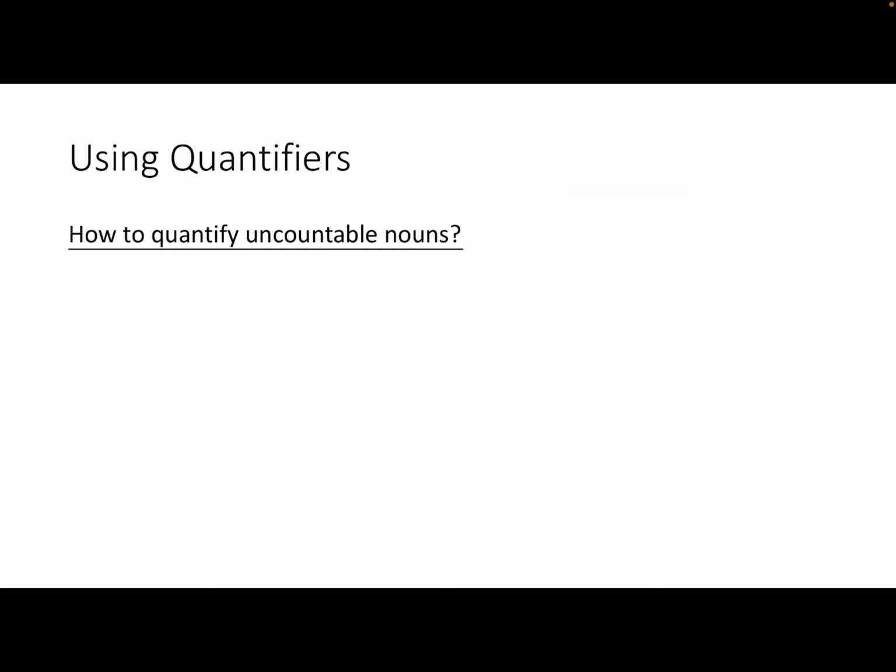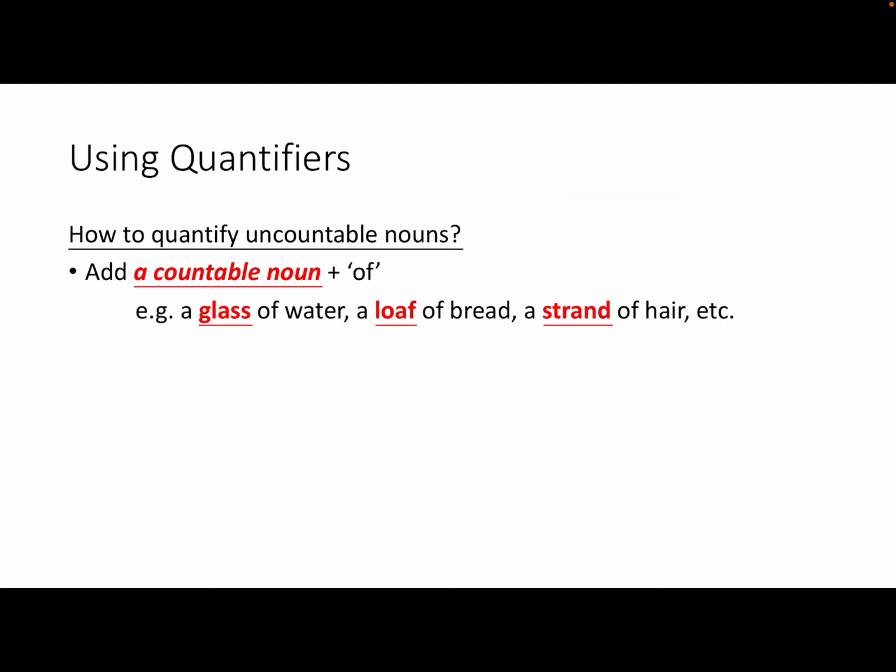However, if we want to count uncountable nouns, what should we do? We have to use a quantifier. Different quantifiers go with different uncountable nouns, but basically, we only need to add a countable noun plus the preposition of, such as a glass of water, a loaf of bread, a strand of hair, 2 strands of hair.